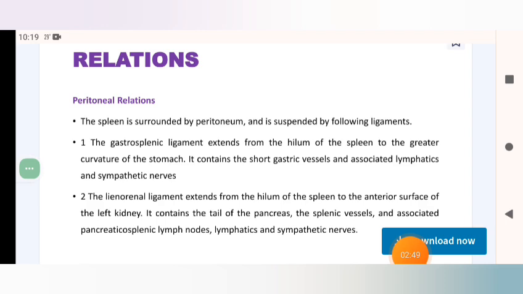Second, the lienorenal ligament extends from the hilum of the spleen to the anterior surface of the left kidney. It contains the tail of the pancreas, the splenic vessels and associated pancreaticosplenic lymph nodes, lymphatics and sympathetic nerves.